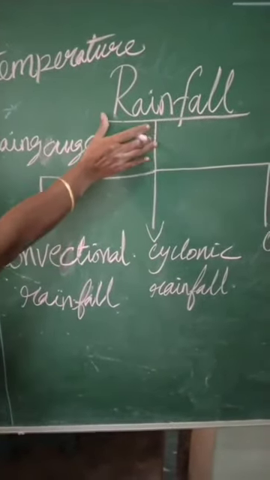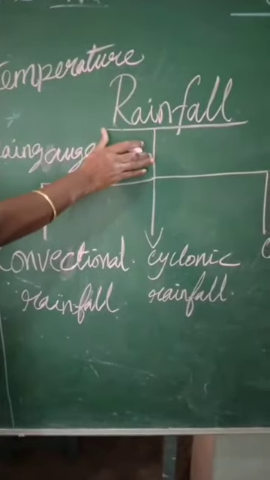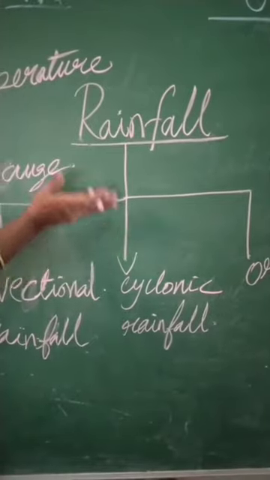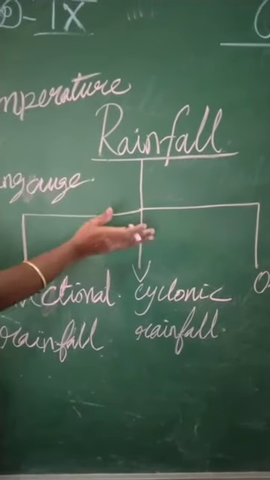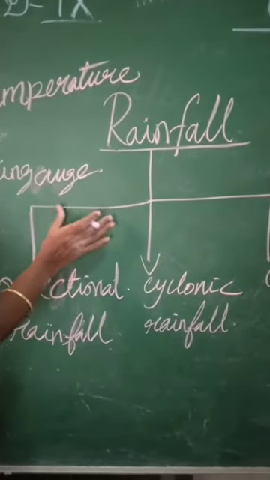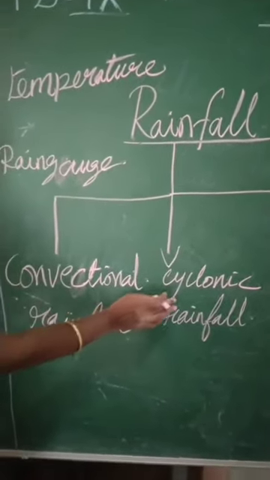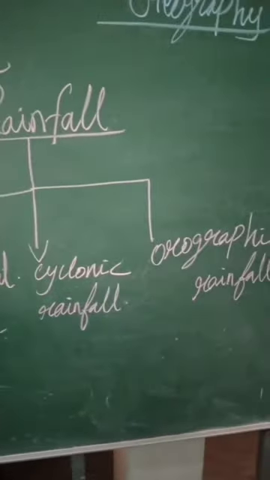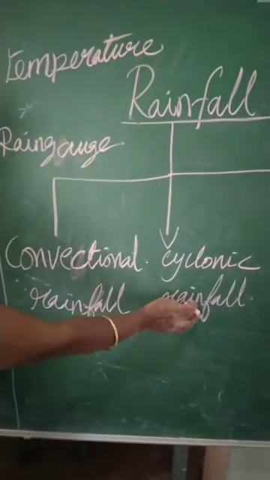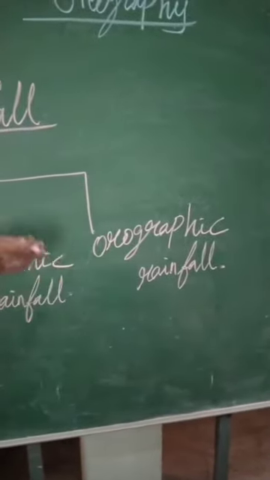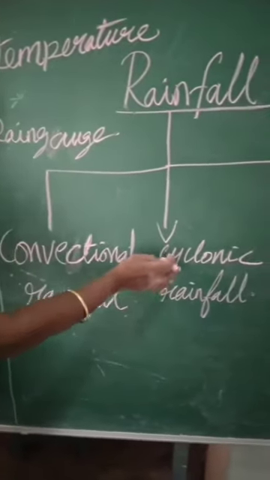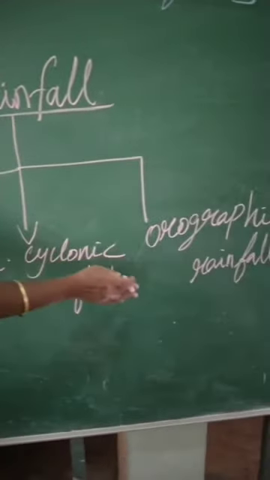Students, rainfall is the most predominant type of precipitation. Moisture-laden air masses rise upwards, form clouds and bring rainfall. Based on the mechanism of rising air, there are three types of rainfall: convectional rainfall, cyclonic rainfall, and orographic rainfall.